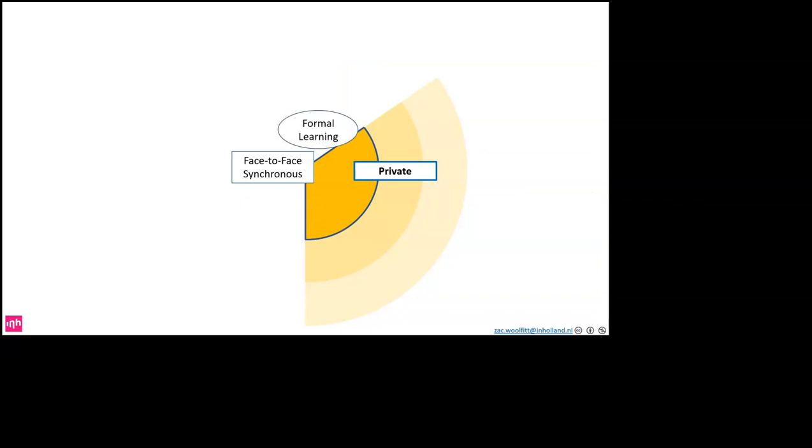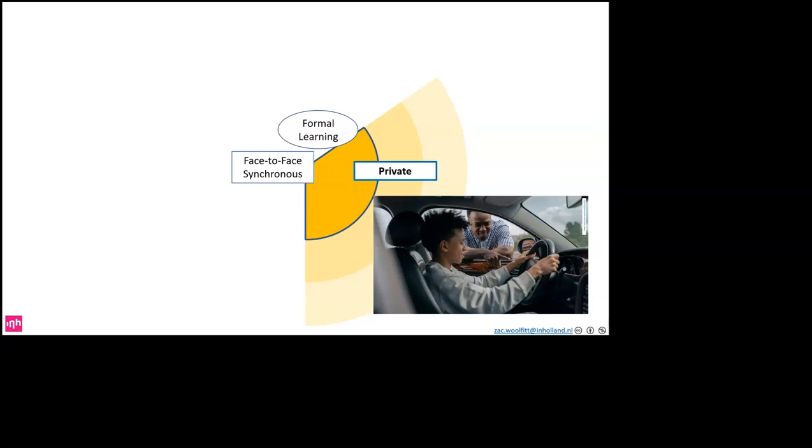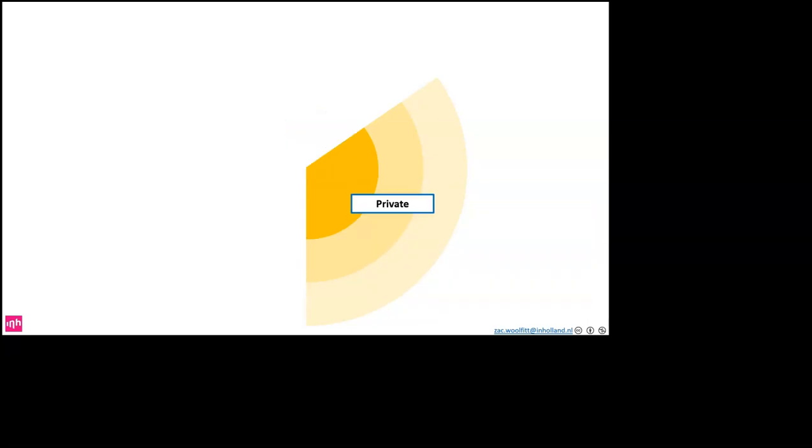The next level is, of course, when it's formal learning. An example in private might be that you decide you need to take a driving course. You want to learn to drive. That's not part of your school curriculum, but it's a formal aspect and you take part in your own time.